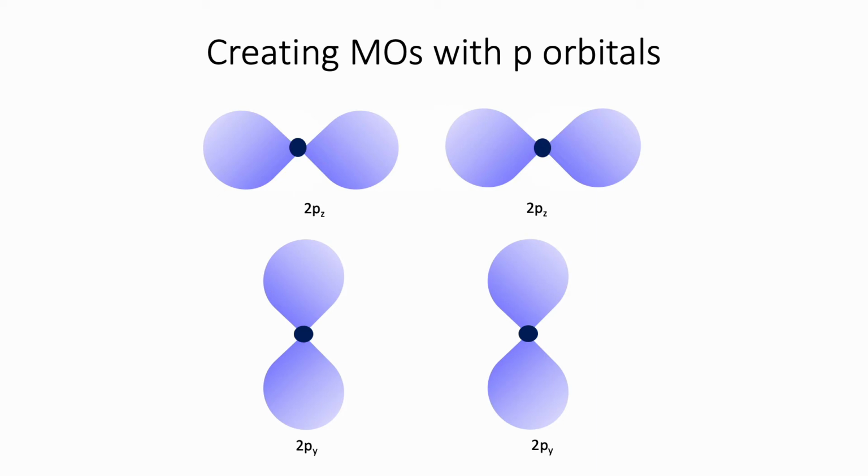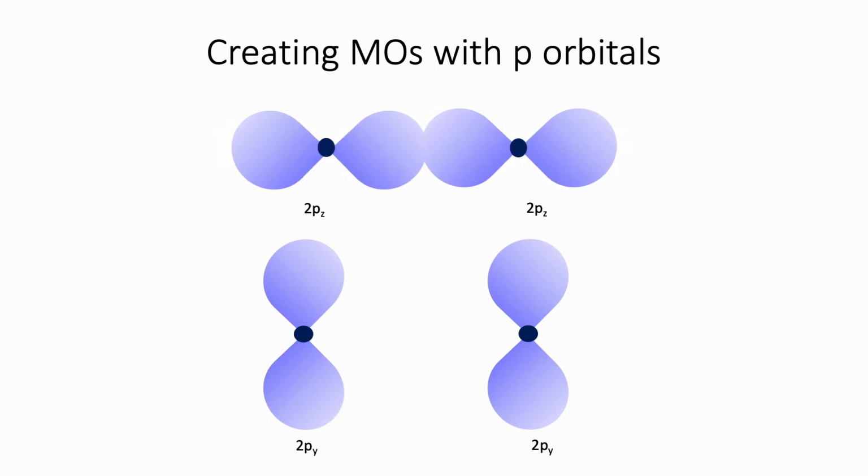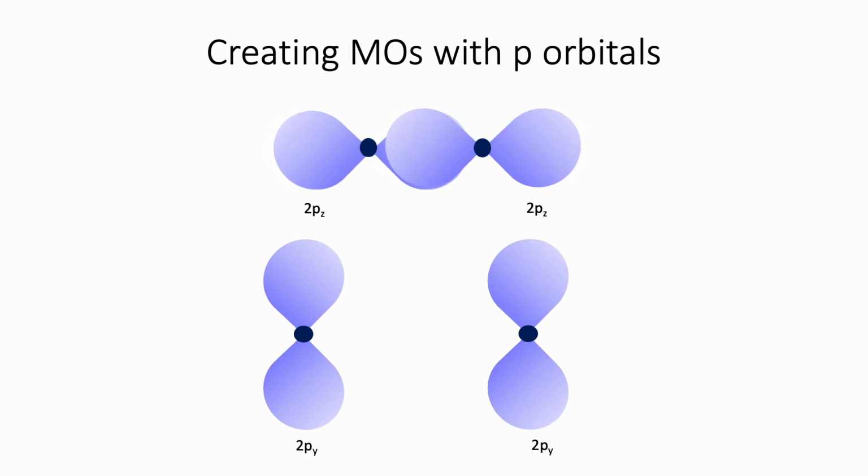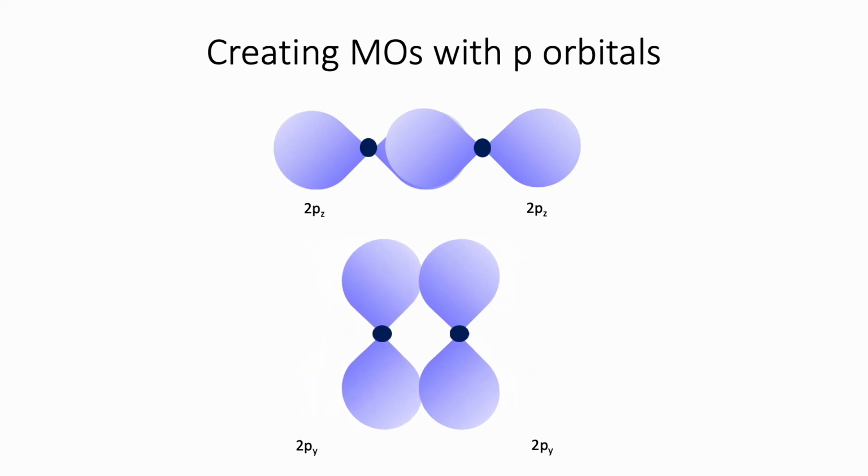So let's take our two pz orbitals, and you can see the reason the pz orbitals are different from the others is because they lie along the axis that connects the two nuclei. So we can overlap those orbitals this way, but when you look at the py orbital, and the same would be true for the px orbital, when you try and overlap them, you can see that they overlap this way, and so the overlap occurs above and below the nuclei. It does not occur along that line between the nuclei.